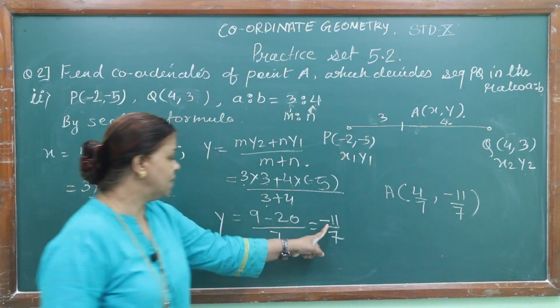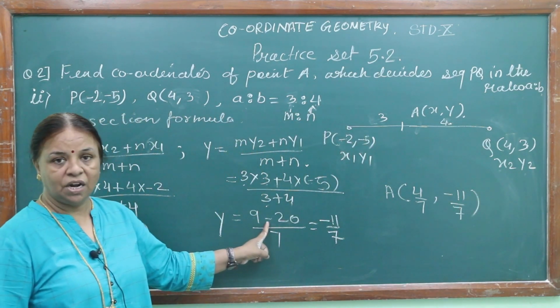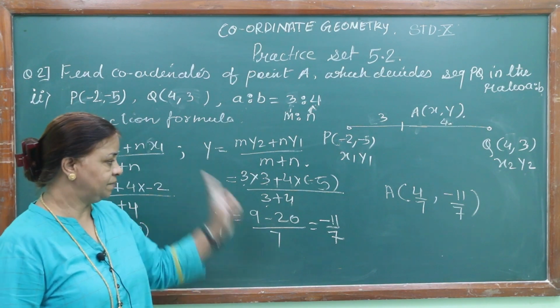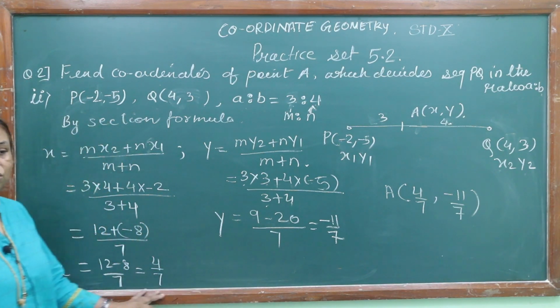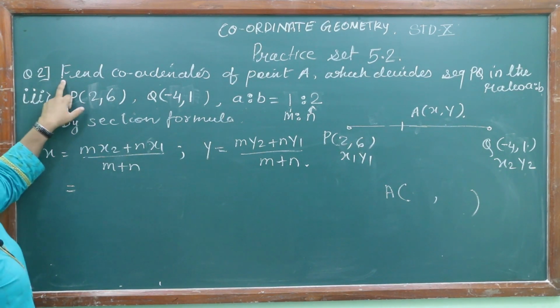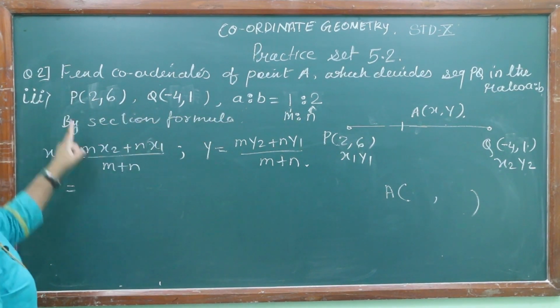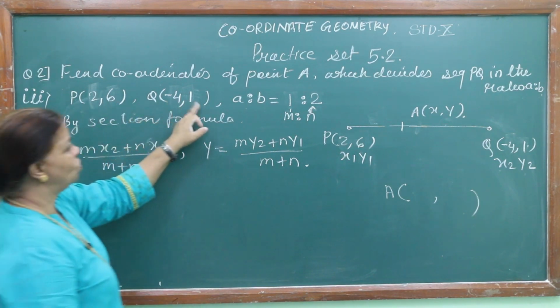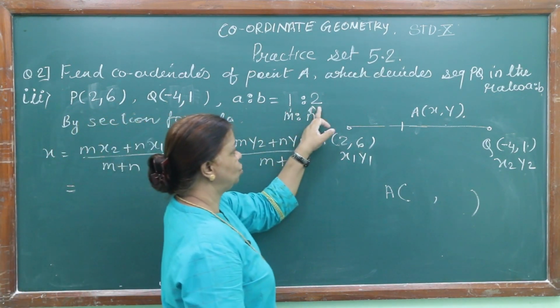Why have I used the minus sign here? Because of the sign of the greater number. 20 is greater than 9. You can pause the video and you can solve the sum. Children, sub question 3 of question 2 from practice set 5.2. P is 2, 6, Q is minus 4, 1, A is to B is 1:2.